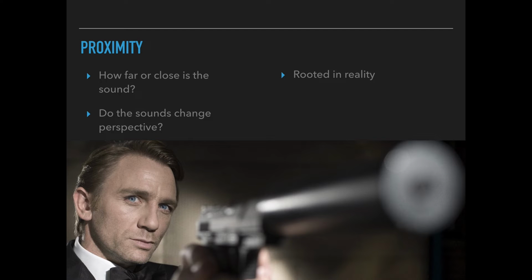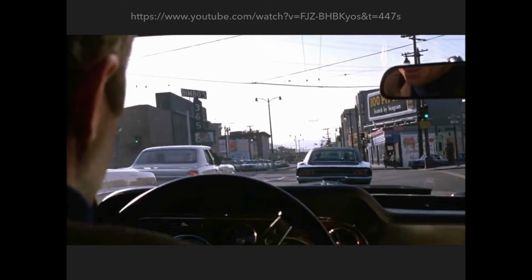Am I really hearing what I think I should be hearing, or are things being exaggerated? The example that I've got for you here is widely considered the greatest cinematic car chase in Hollywood history. It's from a 60s movie called Bullitt, and it's definitely a little bit dated, but because of the lack of CGI and the sound editing for the time, this is still considered to be the greatest car chase ever filmed.